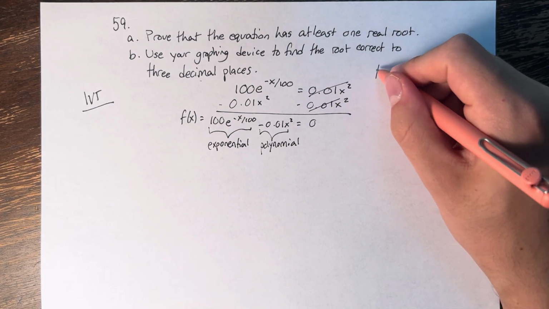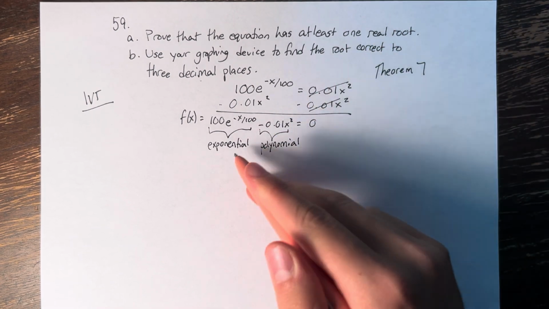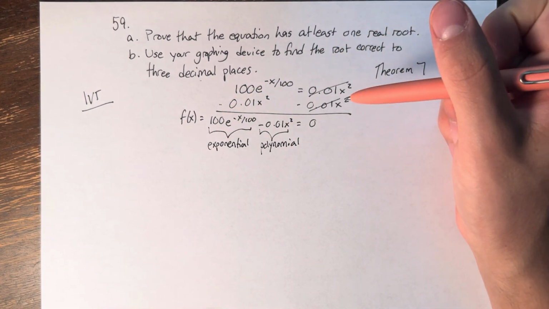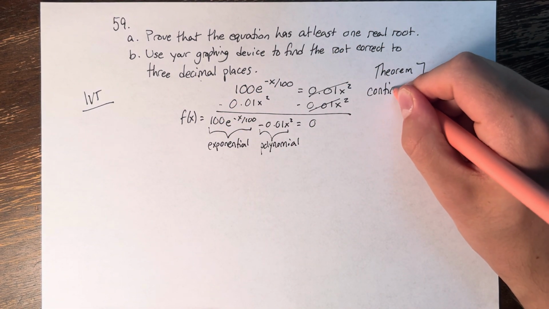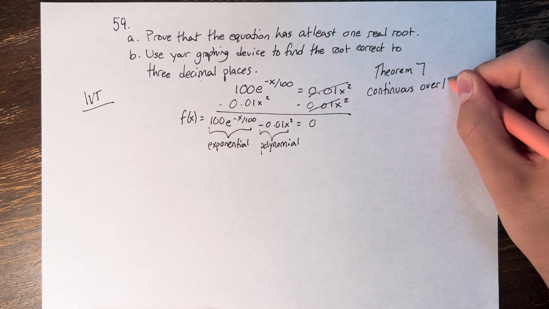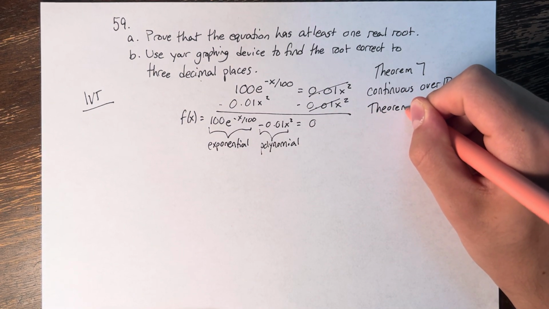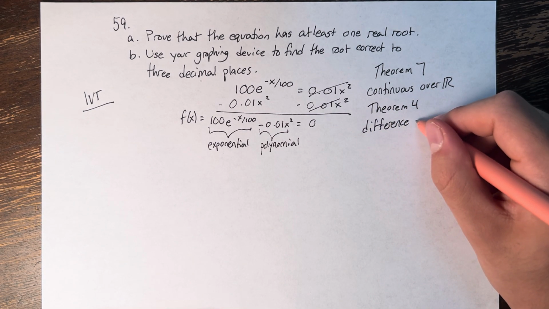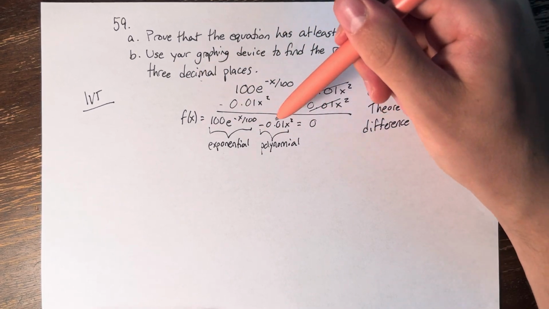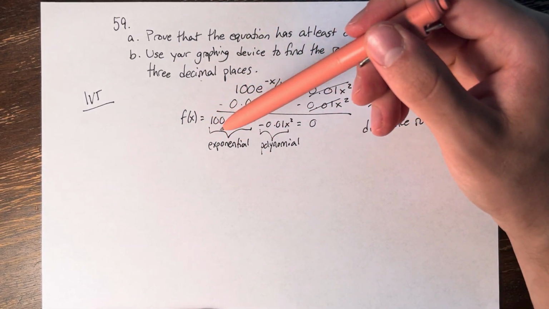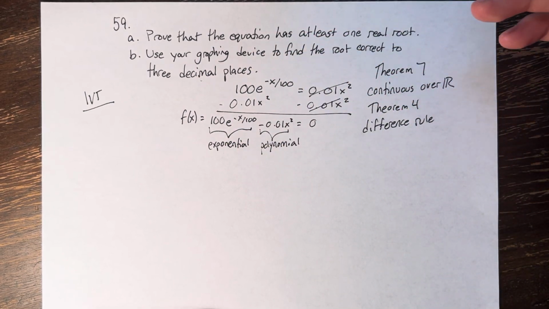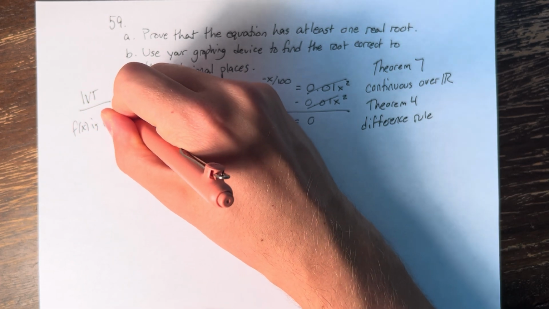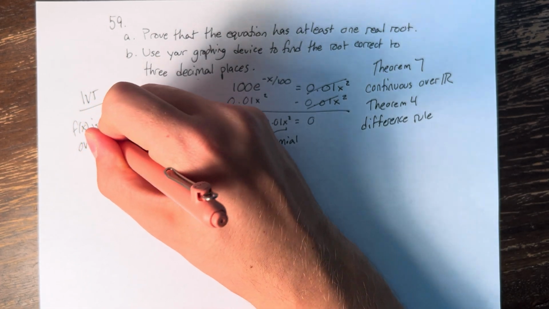And we know from theorem 7 that both of these types of functions are continuous over their domains, which for these equations in particular is all real numbers. And from theorem 4, we know that subtracting those two, the difference will also be continuous over the same range as its parts, which is all real numbers. So we know f of x is continuous over all real numbers.